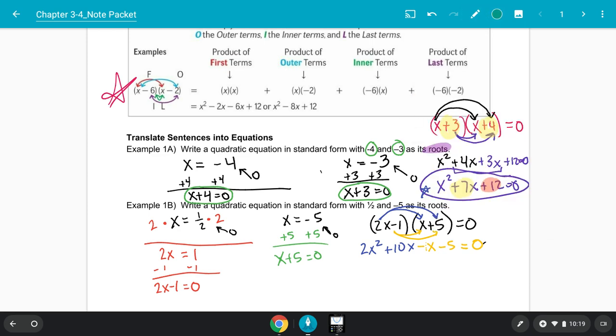Then we can combine things. So these guys we can combine. 2x squared plus 9x minus 5 equals 0. This doesn't have quite the same quick shortcut because this 2 out front messes things up. But there is a pattern there as well. If you guys find it, great. So that is our final standard form.